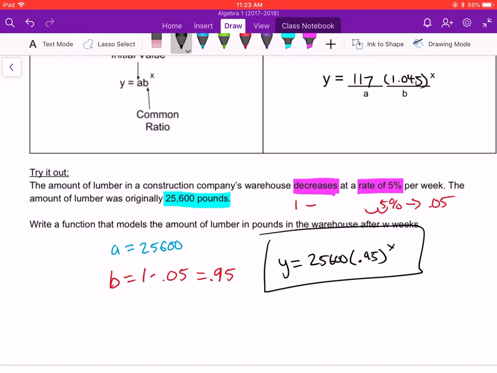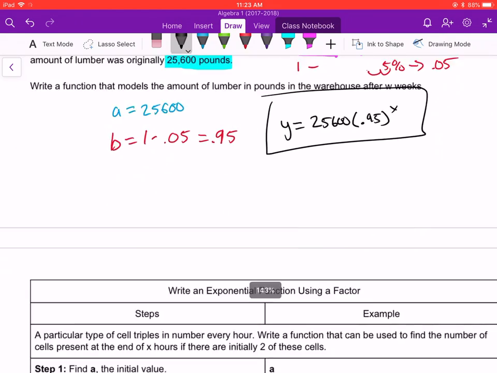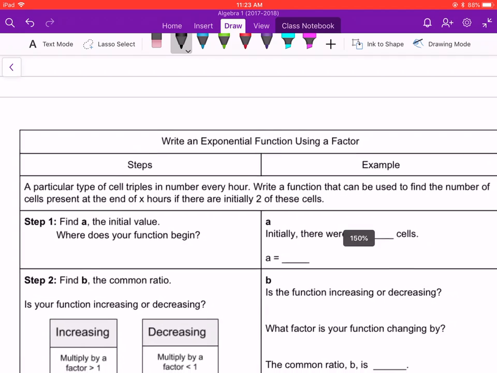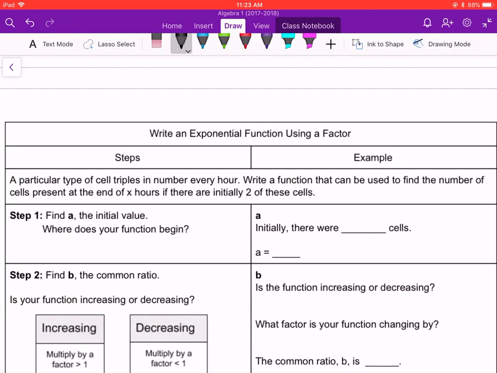All right, let's look at factors. What if I don't have a percentage? This is using a factor. Same setup, steps on the left, example on the right. A particular type of cell triples. That sounds important. It's going to triple in number every hour. Write a function that can be used to find the number of cells present at the end of x hours if they are initially 2 of these cells.